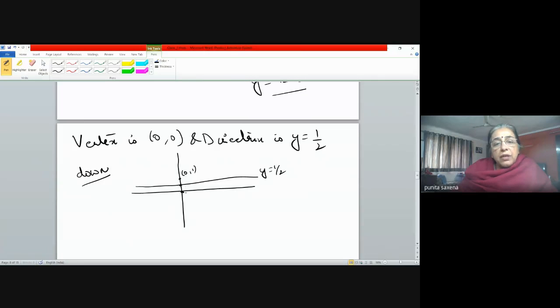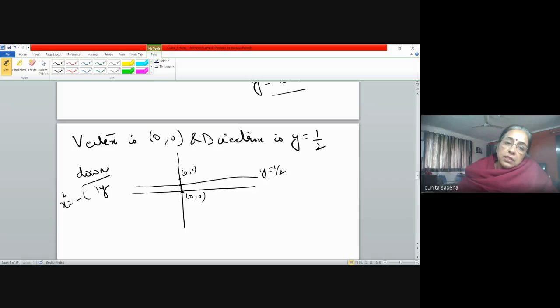ठीक है ना, ये तो दिया ही हुआ है ना कि वर्टेक्स 0 0 है, तो डेफिनेटली वर्टेक्स के पीछे डायरेक्ट्रिक्स होगा ना, so definitely my parabola is going to open down now. So my equation will be x square equal to minus something into y. तभी तो होगा ना ऐसा.